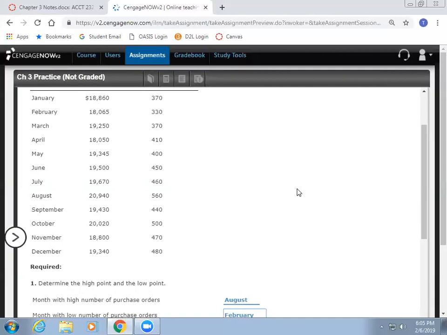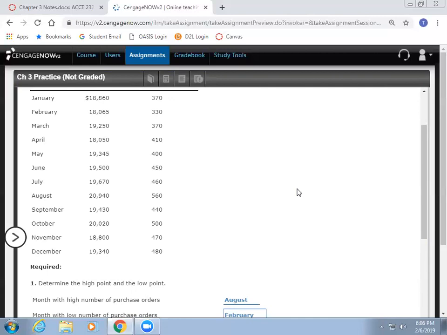For February, it was 18,065, and the purchase orders were 330. Okay. So to solve for my unit variable cost with the high-low method, you're going to take your cost at the high minus your cost at the low, and then divide that by your activity level at the high minus your activity level at the low. So we figure out our high month and our low month based on number of purchase orders.